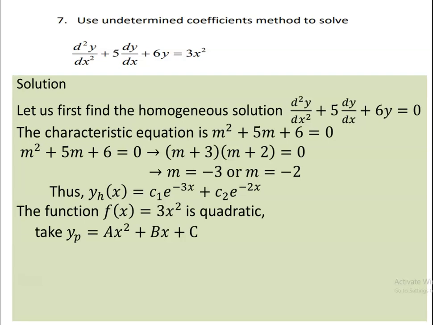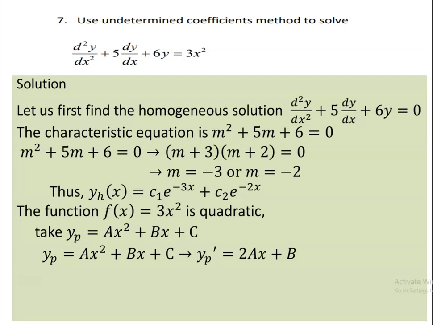So in this case, yp is ax squared plus bx plus c. Now the coefficients here are undetermined. A, B, C are undetermined. So it's up to us to determine these coefficients to know what yp is going to be, so that we can take yp together with yh as the final output for the general solution. So in order to do that, take yp to be this expression.